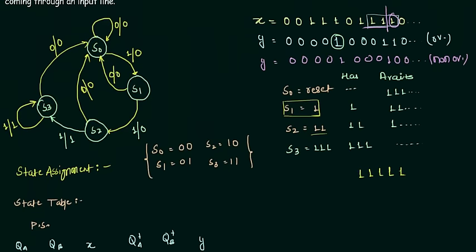Now final two cases when we are on S3. And let's see when the input is 0, what we have.